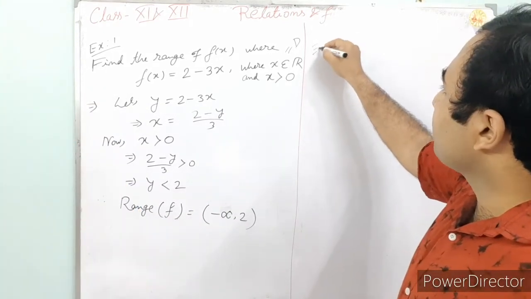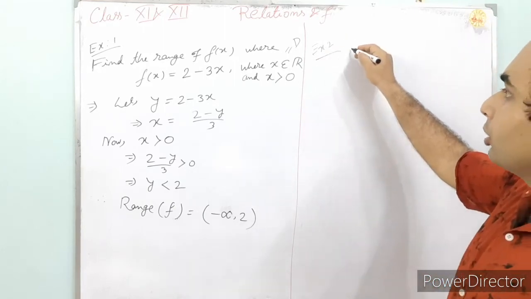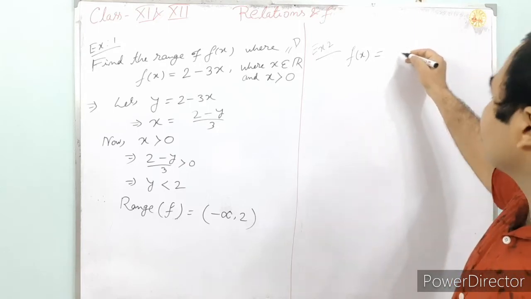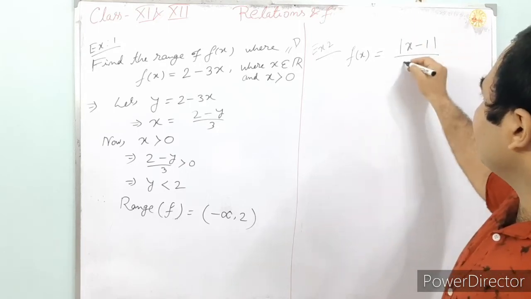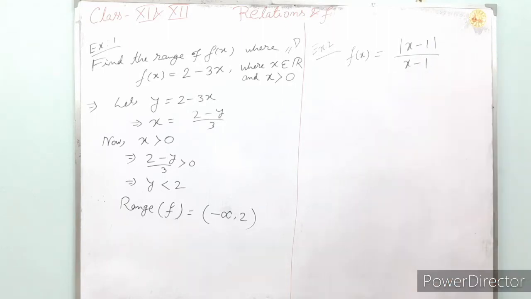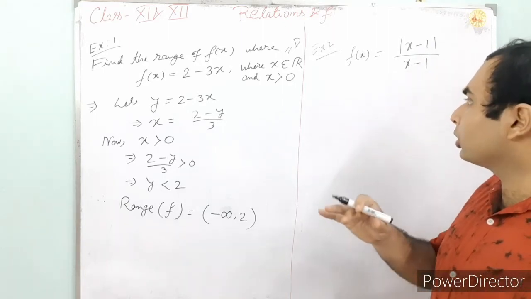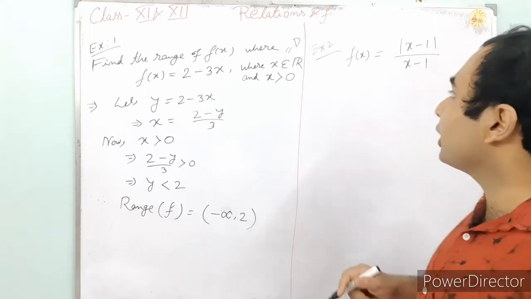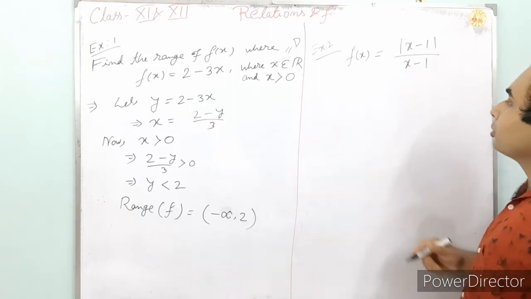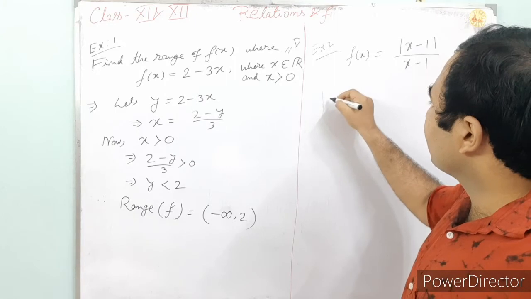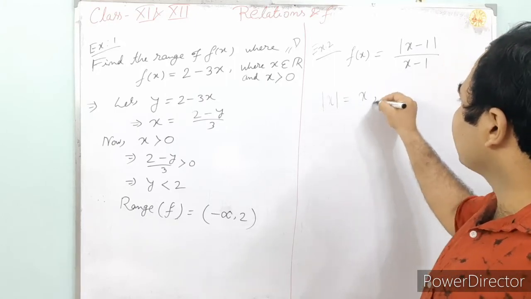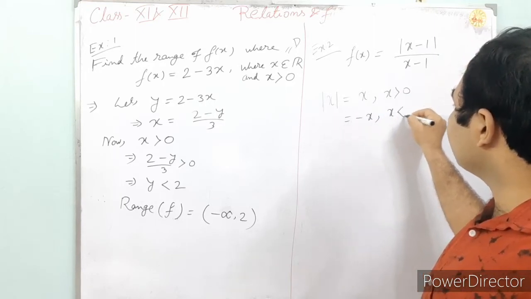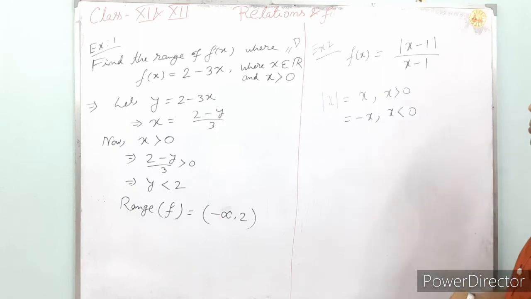Take example 2. Here also I am writing f(x) = |x - 1|/(x - 1). You know the mod function. I have not discussed it here, but you know about it because in class 10 and class 9 some part was there. Mod x equals x when x is greater than 0, and equals minus x when x is less than 0. This is the definition of mod.